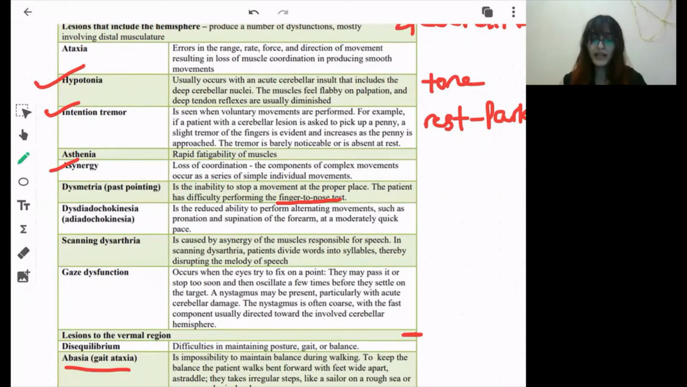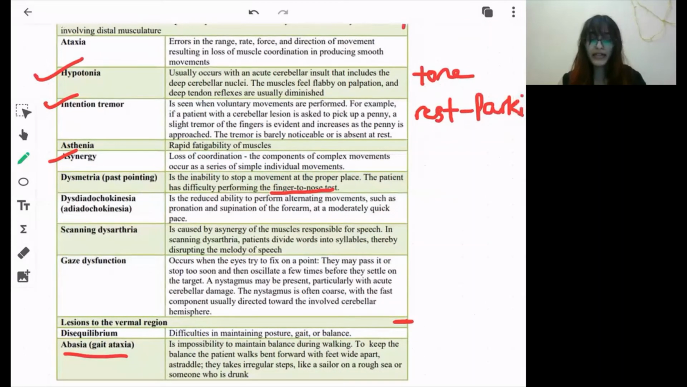And the patient has difficulty performing the finger to nose test. Then again, dysdiadochokinesia or adiadochokinesia, that person cannot perform alternating movements. For example, the pronation or supination of arm. Even if I close my hand, I can perform this very easily. Why? Because my cerebellum is functioning. Next, scanning dysarthria.